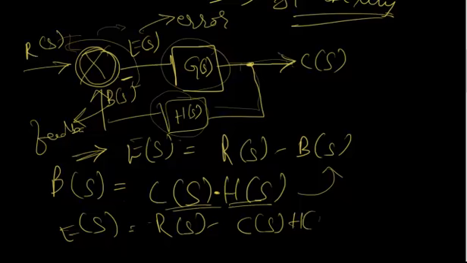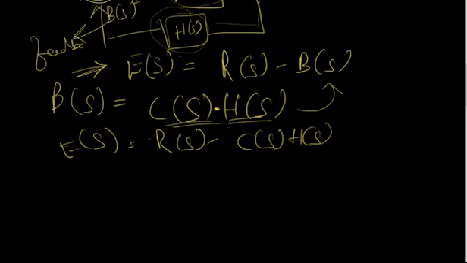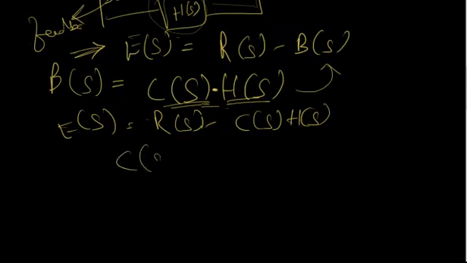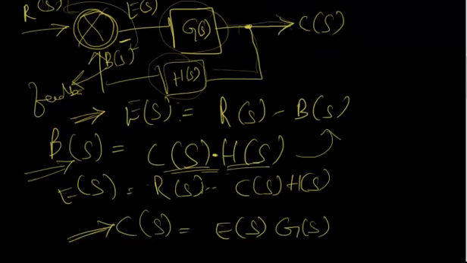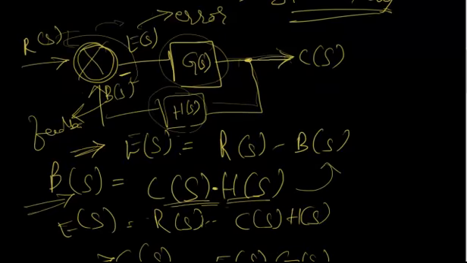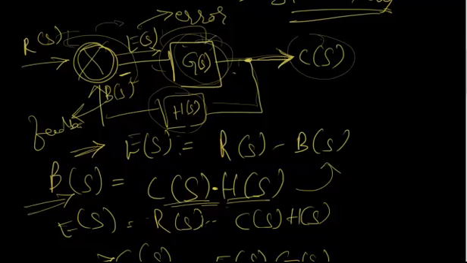Substituting this here, we get E of S is R of S minus C of S into H of S. But we have another relation which says C of S is equal to E of S into G of S. Similarly, B of S is C of S into H of S, and as we said, C of S is E of S into G of S. Because C of S is the output here, E of S is the input and G of S is the process. So output will be equal to input and the process. So we get the product of E of S and G of S is equal to C of S.